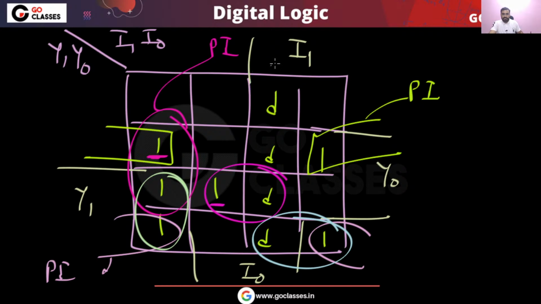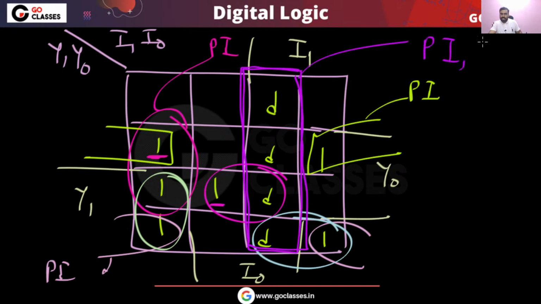All the don't cares, this is also creating a PI. But this is not an EPI. If you take this row, with all the don't cares, then this is also a PI, but this is not an EPI. Remember, if you have all the don't cares, then you have a PI, but you don't have an EPI. An EPI must have at least one. That is the idea of EPI.